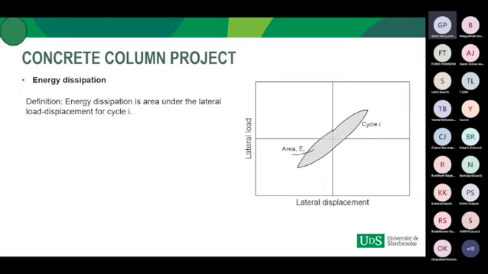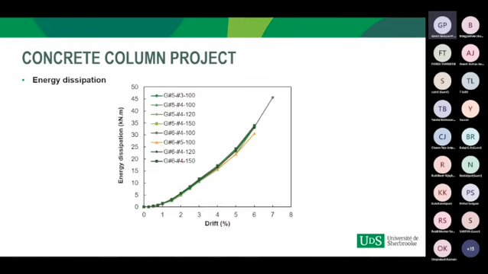The energy dissipation can be defined as the area under the lateral load displacement loop for any given cycle i, and the cumulative dissipated energy is the summation of all the energy up to n number of cycles. The plotted result between the cumulative dissipated energy and drift ratio shows that the energy dissipation by all the columns, regardless of the different parameters, was almost the same. There was no difference. The only difference was that whichever column attained more drift got more energy dissipation. Otherwise, it was almost the same.